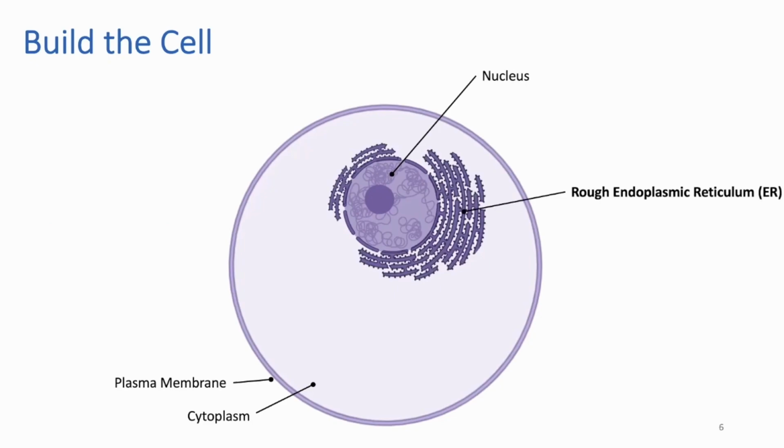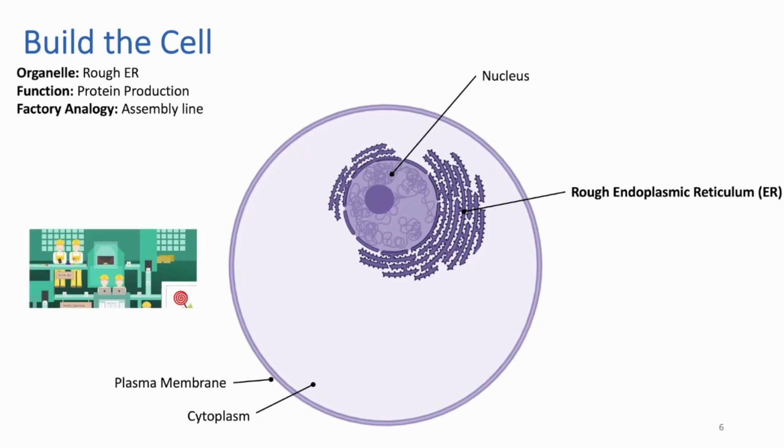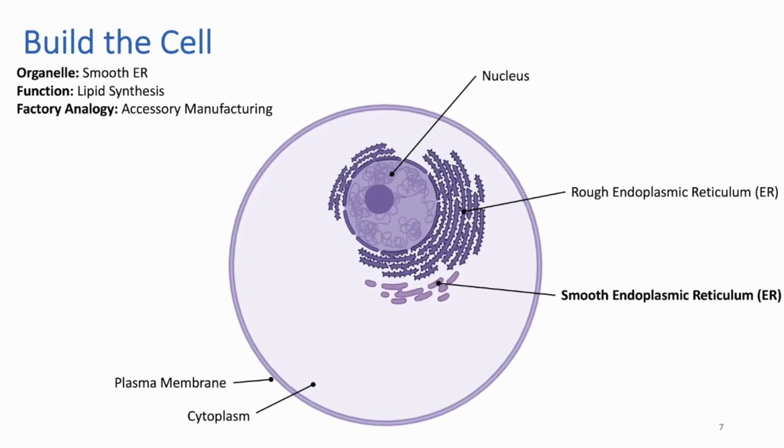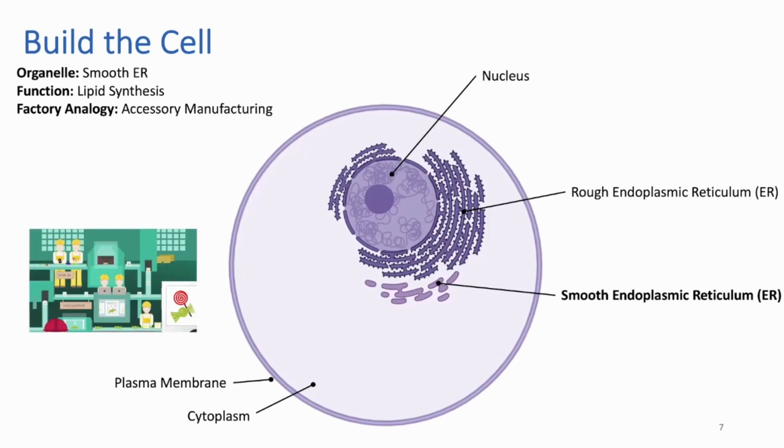The next organelle is rough endoplasmic reticulum, or rough ER. It functions to produce protein. You can think of it as the assembly line making the different candies. Now we have the smooth endoplasmic reticulum, or smooth ER. This is where lipids are made or synthesized. You can think of it as the accessory manufacturing or assembly line, where decorations or candy wrappers can be added to the candy.